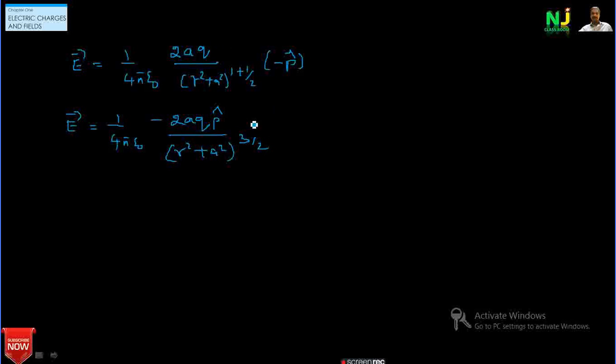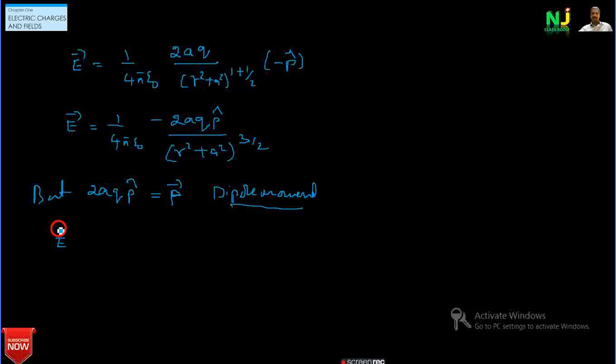Now, what is 2AQ? 2AQ into P cap is nothing but the P vector. It is called the dipole moment. Very simple. So therefore E vector is equal to 1 by 4 pi epsilon naught, minus P vector divided by R square plus A square to the power of 3 by 2.